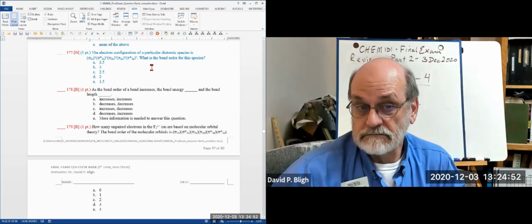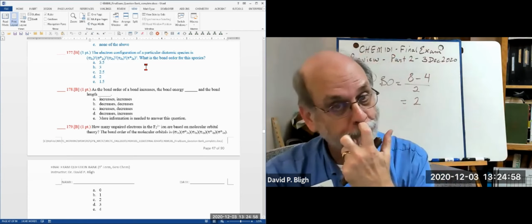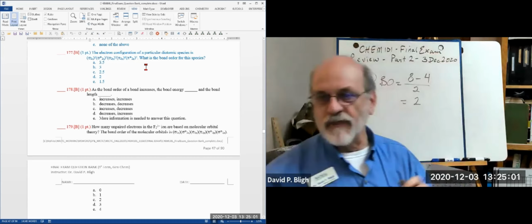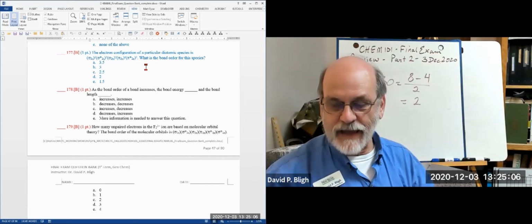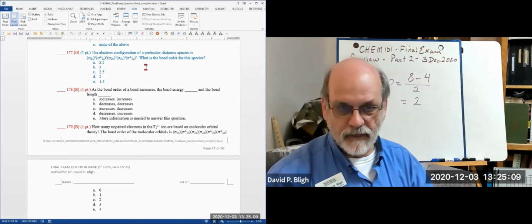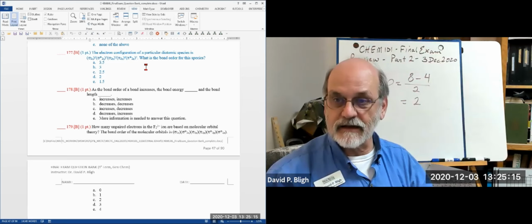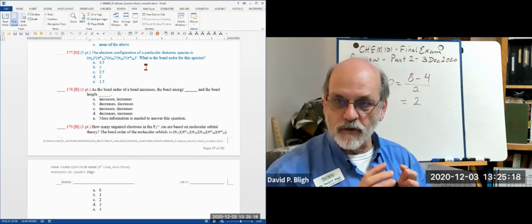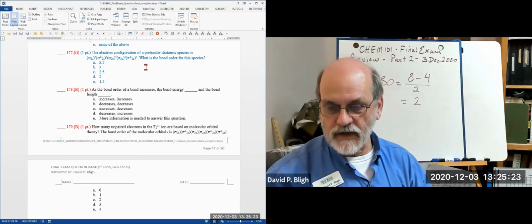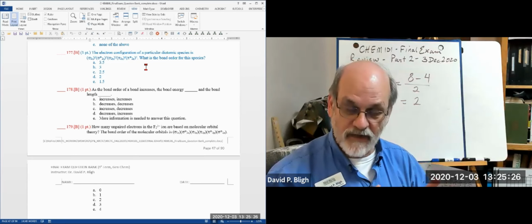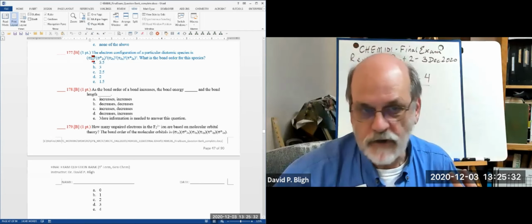Now, while we're here, let's take this one step further. Is this molecule paramagnetic or diamagnetic? What does paramagnetic mean? Paramagnetic responds to a magnetic field. Diamagnetic does not. Diamagnetic would be all the electrons are paired. Paramagnetic, at least one of the electrons is unpaired. So let's see. How many can you have in a sigma? 2. Those have to be paired.